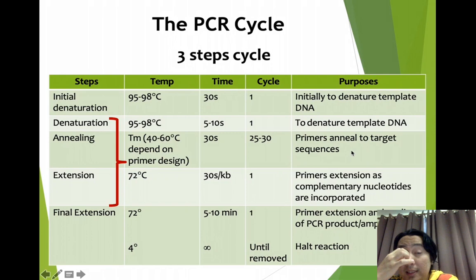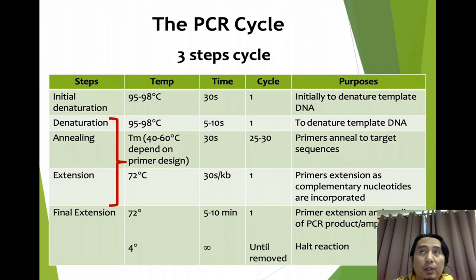And the next one is extension, where the DNA polymerase starts to amplify all the target DNA. The temperature is 72 degrees, and the time is 30 seconds per kilo base pair. During extension, there is a little trick or tip. For example, you have a 3 kb gene of interest that needs to be amplified.